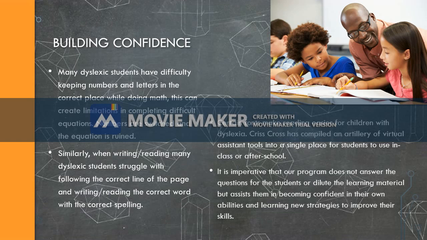Another important aspect for Criss Cross is to build confidence in our students. Many dyslexic students have difficulties keeping numbers and letters in the correct place while doing math, and this can create limitations in completing difficult equations. Numbers are switched, and then the equation is ruined. Similarly, when writing or reading, many dyslexic students struggle with following the correct line of the page and writing and reading the correct word with the correct spelling.